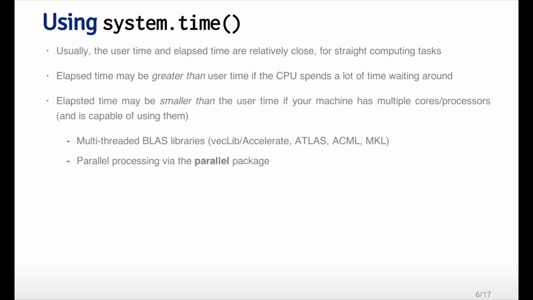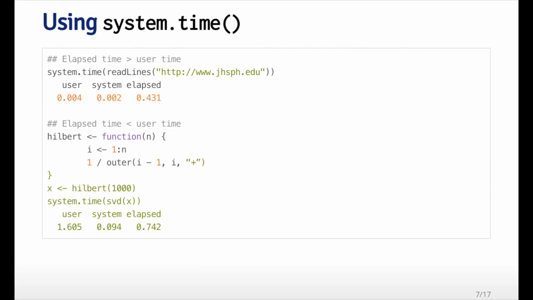There are also parallel processing libraries. For example, the parallel package, which can use multiple cores, but it can also use multiple computers. And so this will potentially lead to a program that takes more user time than it does elapsed time. And I'll give an example of how this will work.